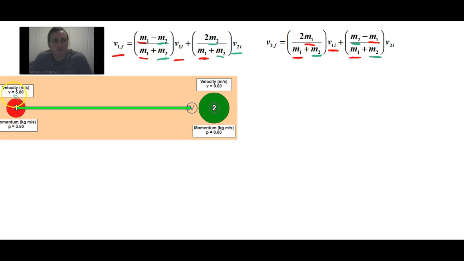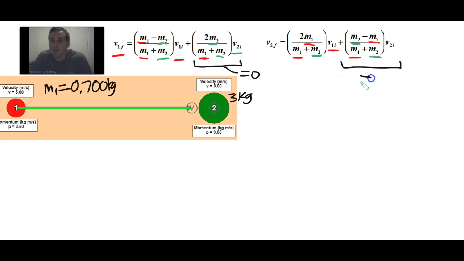Imagine mass 1 is moving at 5 meters per second, and it has a mass. So mass 1 is 0.7 kilograms. And imagine mass 2 is a much larger mass, namely 3 kilograms. What are going to be their final velocities? Well, since mass 2 is at rest, this term equals 0, and this term equals 0 in this problem. Okay? So we can just solve.